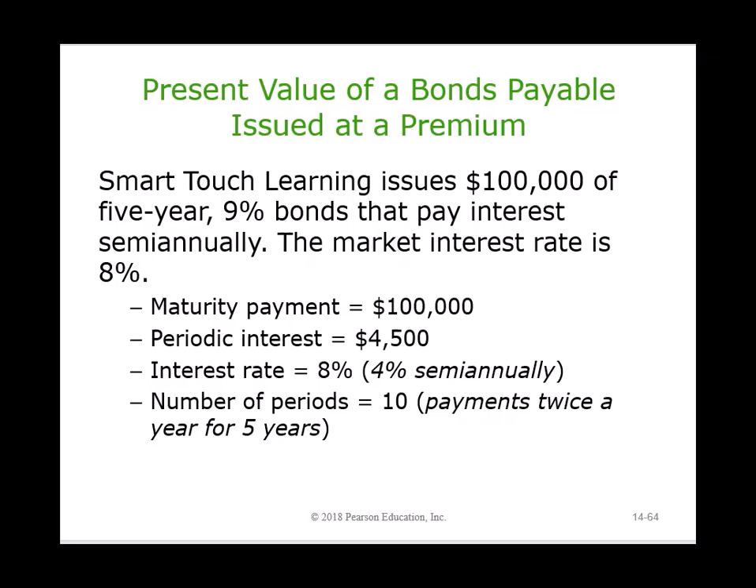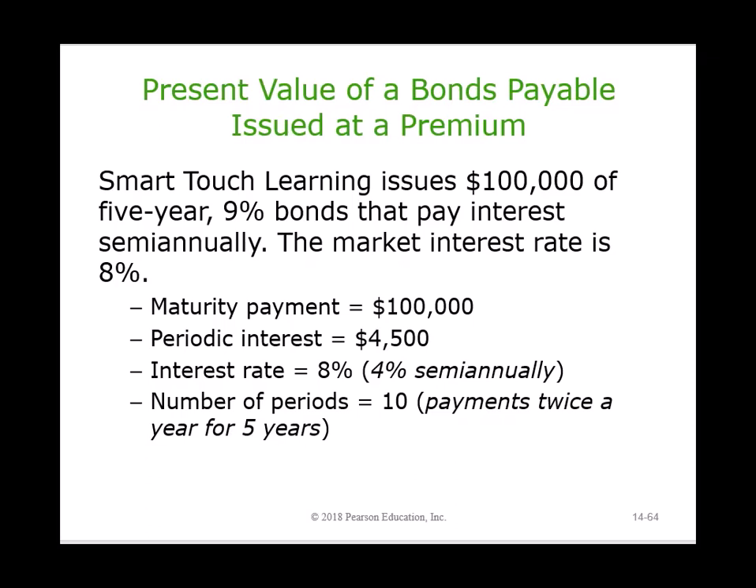So let's look at our key elements that we're going to need to make the present value calculation. Maturity payment is exactly the same. Okay, it's the face value of the bonds. Periodic interest, exactly the same. Again, periodic interest is always based on the stated rate of the bonds times the face value of the bonds. So in this case, it's the 100,000 times 9% times half a year, okay, for $4,500.